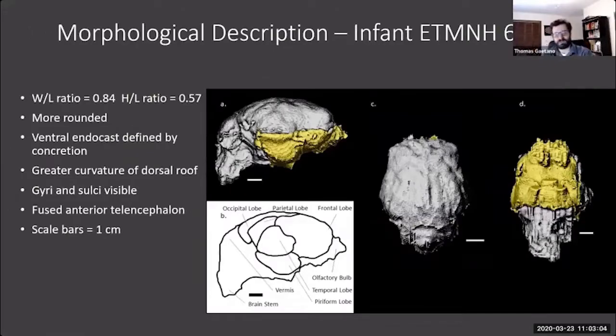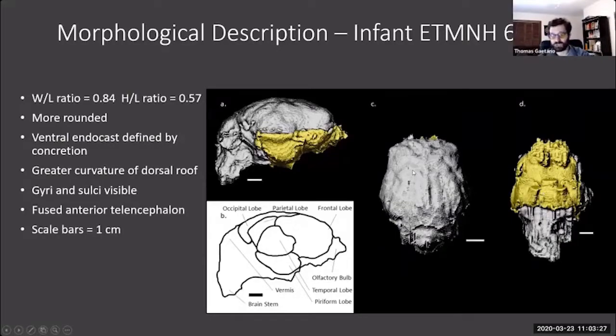And then finally, the infant endocast in my study, going back to a much more clean endocast here. It's still more rounded with a more curved dorsal surface, but there's a lot more concretion on that ventral surface, which actually made these ventral structures pretty easily identifiable.